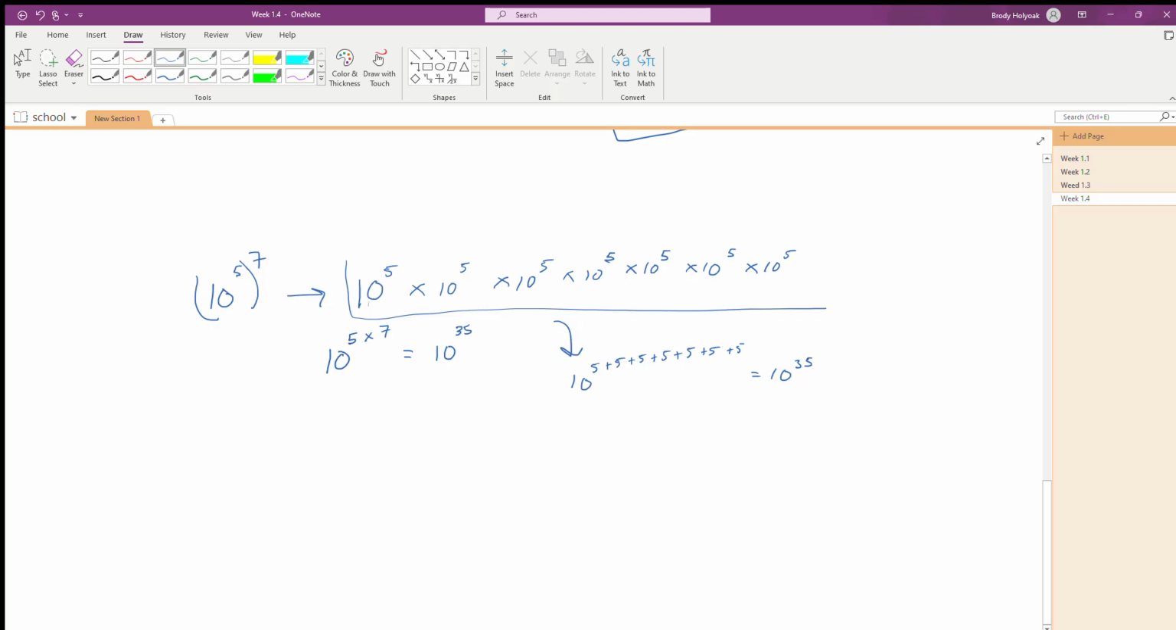So it's just a combination of what we've already done. We're multiplying a power by a power. They're all base 10, and the power is 5. We just add them up together, 5 plus 5, 7 times, or we just multiply it.